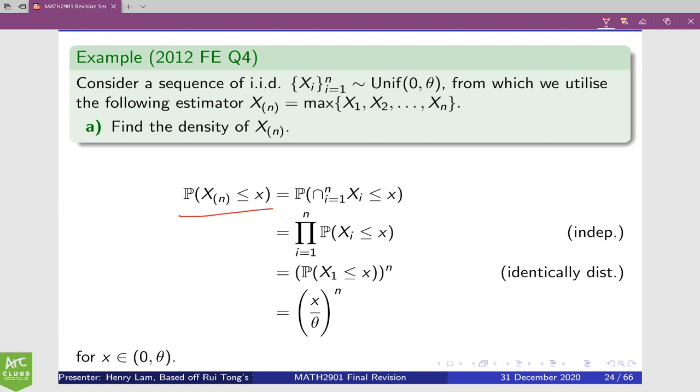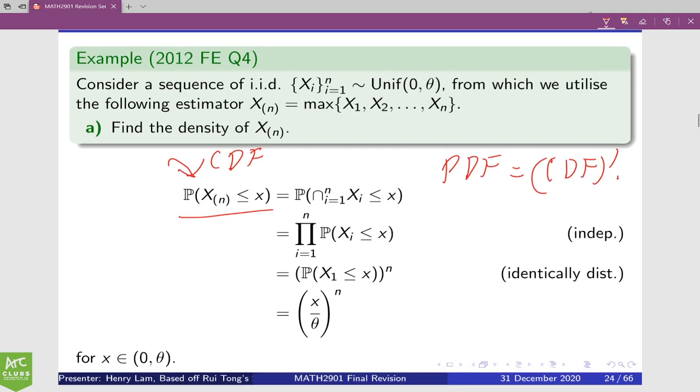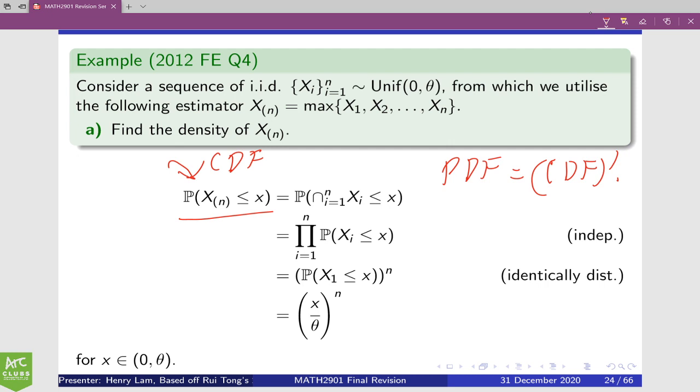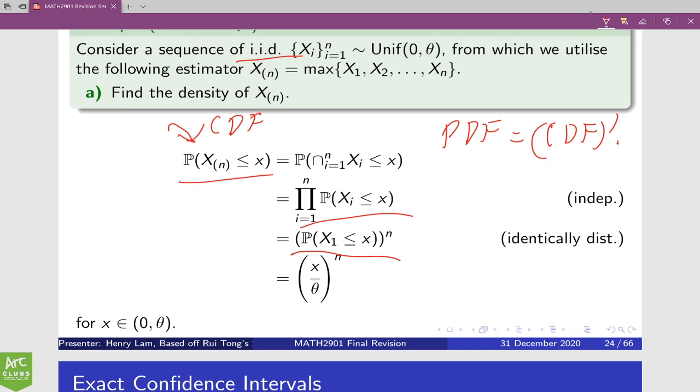Maximum means all of them must be less than or equal to x. This is the CDF. The reason I work with the CDF is because I know the PDF equals the derivative of the CDF, so if I can find a CDF, I can find a PDF. This means all of the random variables are smaller or equal to x, because that's what max means. The maximum of all of them being smaller or equal to x means all of them should be. Here we use independence because we assume they're IID, and they all follow the same distribution, so you just take the power n of it because there are n of them.